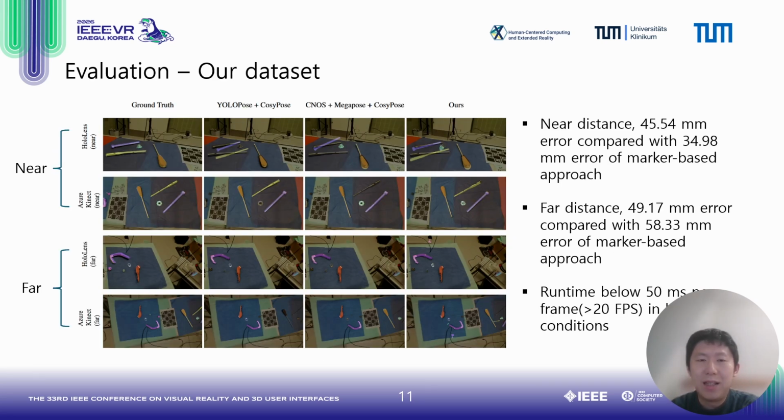In our proposed dataset, we evaluate the pose accuracy in near and far distance. We compare our markerless approach with the traditional marker-based approach. In near distance, our result is comparable with the marker-based approach. The error is around 45.54 mm. We show better results in the case of far distance with error around 50 mm. Our runtime is more than 20 frames per second.